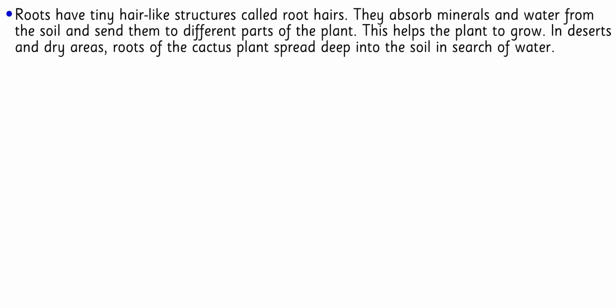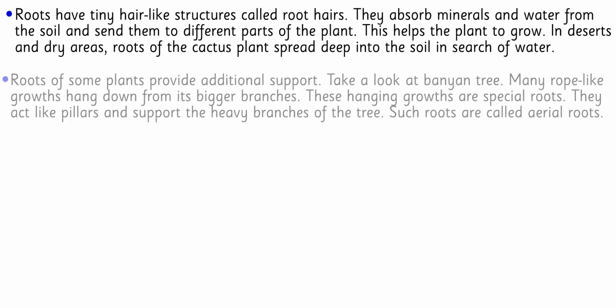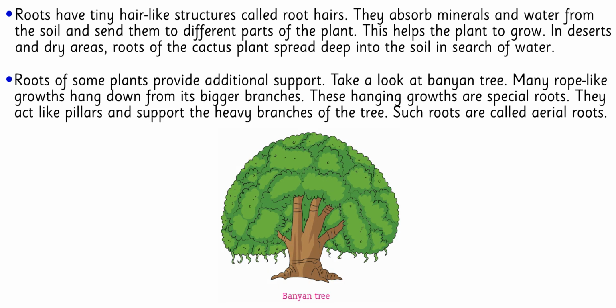In deserts and dry areas, roots of cactus plants spread deep into the soil in search of water. Roots of some plants provide additional support. Take a look at banyan tree. Many rope-like growths hang down from its bigger branches. These hanging growths are special roots. They act like pillars and support the heavy branches of the tree. Such roots are called aerial roots.